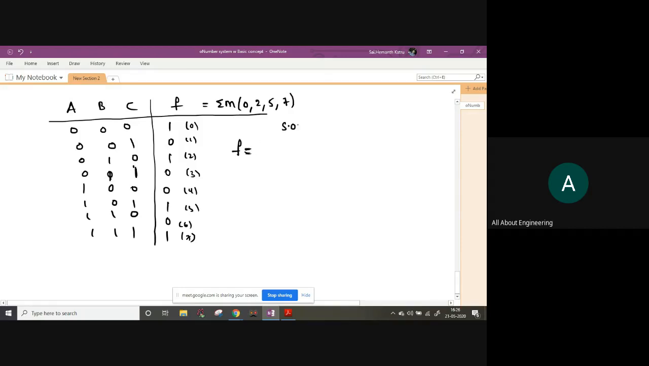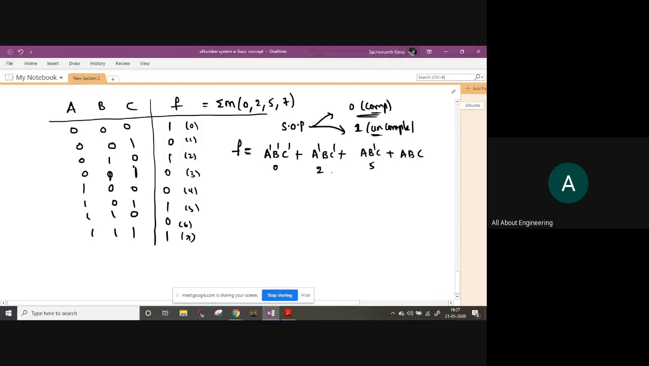This will be a standard canonical representation, or sum of product representation, and it will be equal to A bar B bar C bar plus A bar B C bar plus, so this is corresponding to 0, this is corresponding to 2, and corresponding to 5 it will be A B bar C, plus A B C. What you have to write here is, if it is 0, then write the complemented form of that variable, and if it is 1, then you write the uncomplemented form. So this is what we will do in SOP format, right?